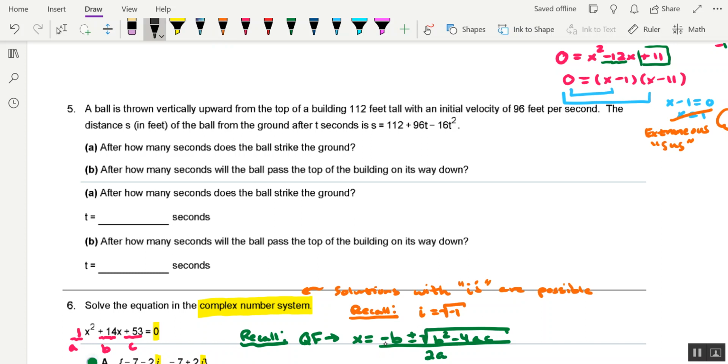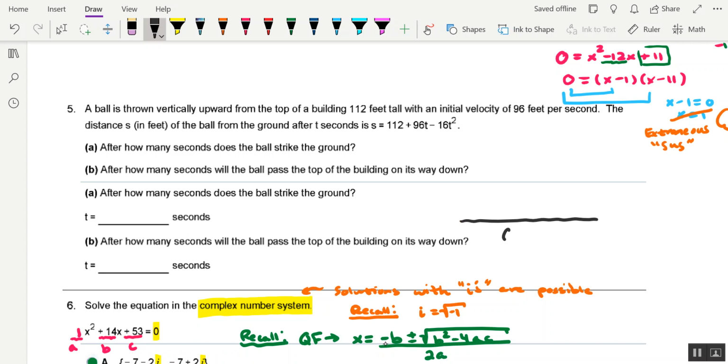There are a couple of ways to do each part. We could use algebra, a by-hand method using the quadratic formula, but I'd like to show you how to solve this using the graphing calculator. But I would like to draw a little diagram first.